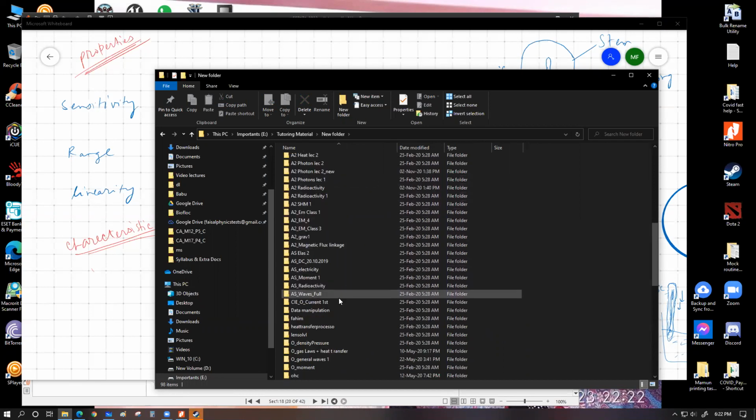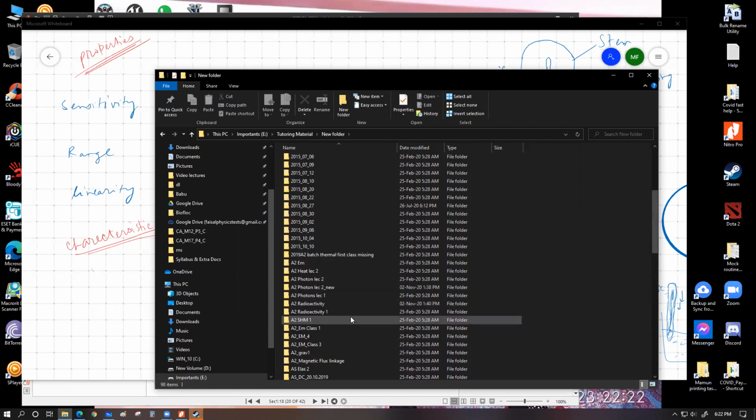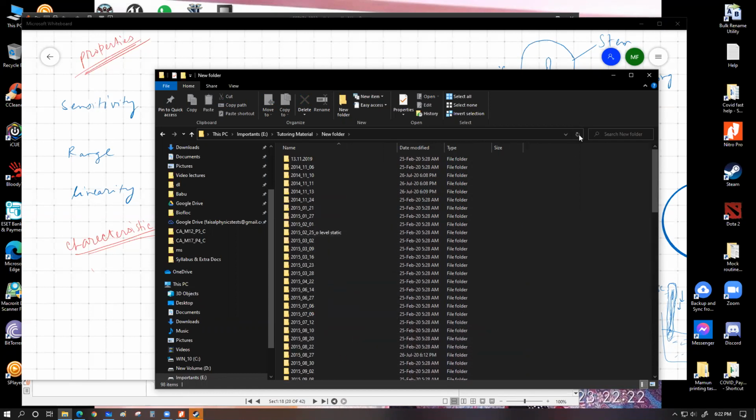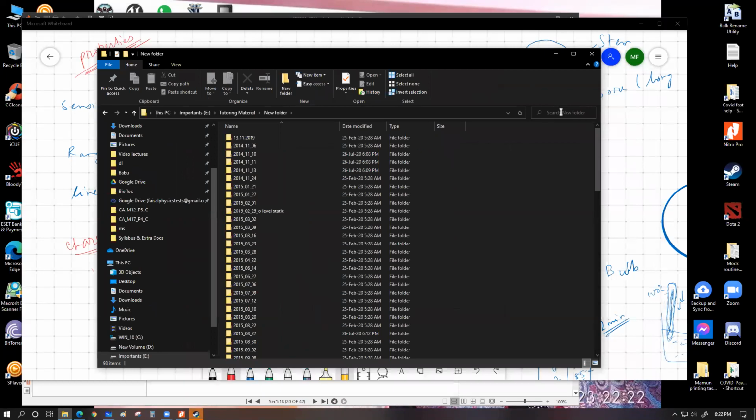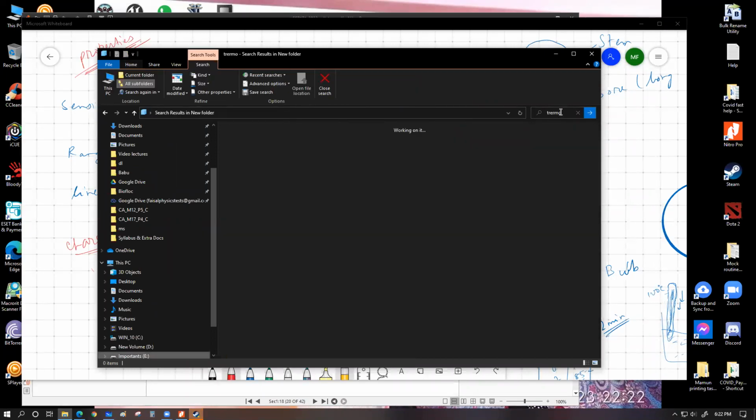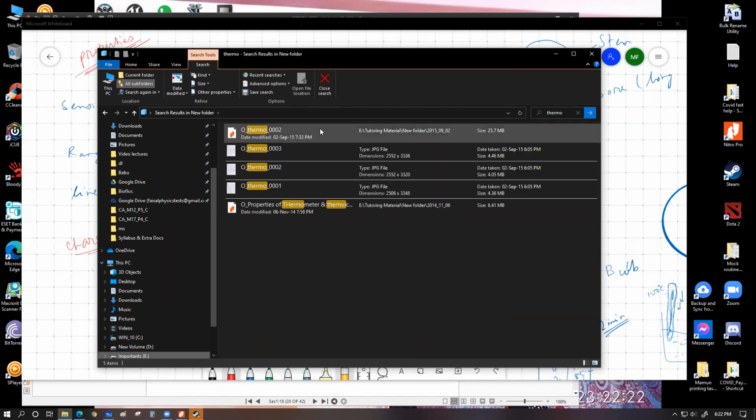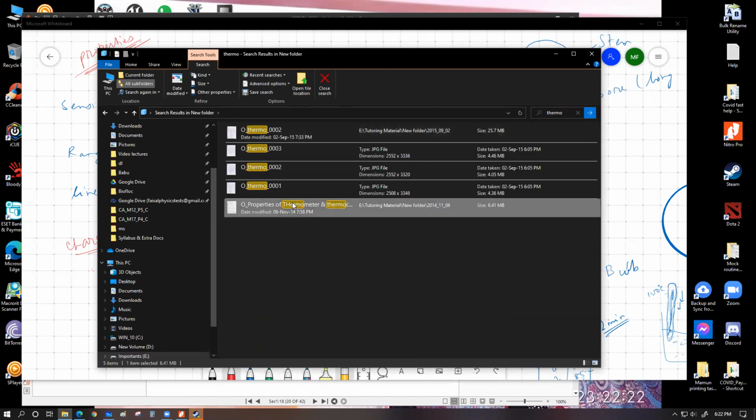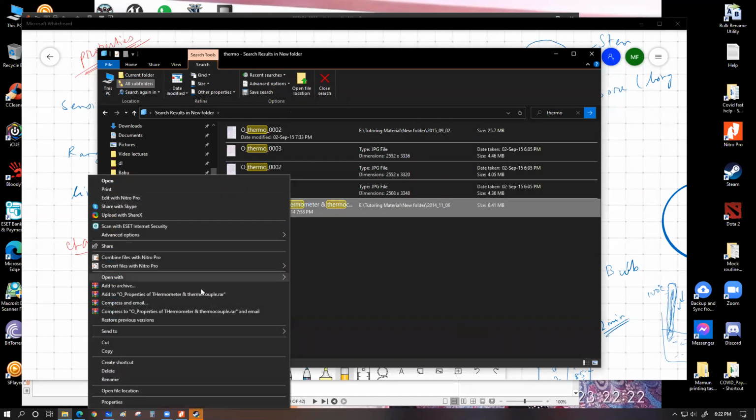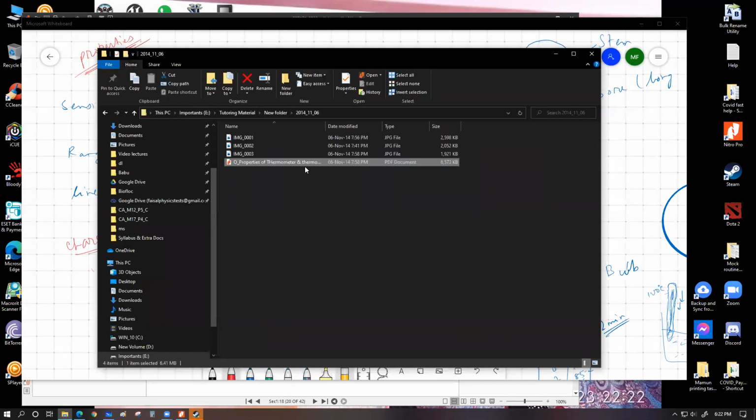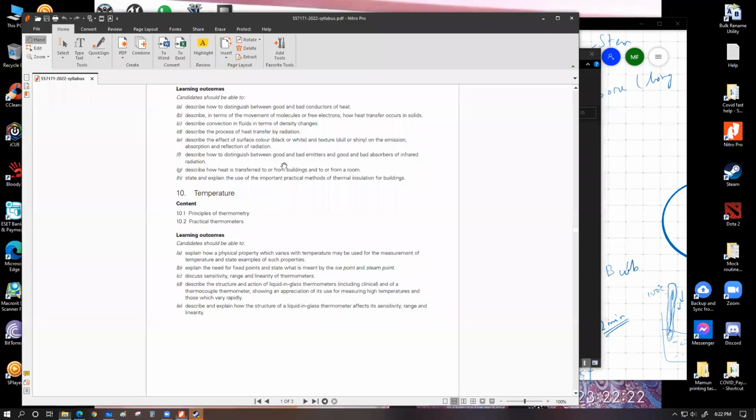Where is the O levels thermometer? Just write thermo. So yeah, this one. Open file location. It is in this chapter. So let's have a look at this one.